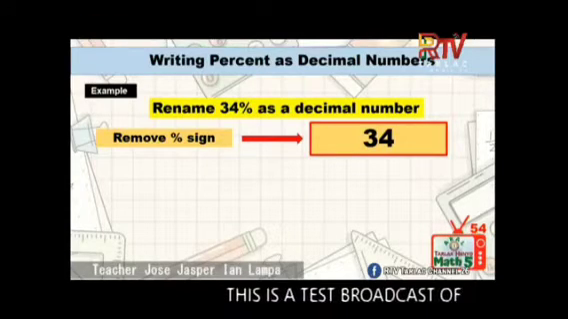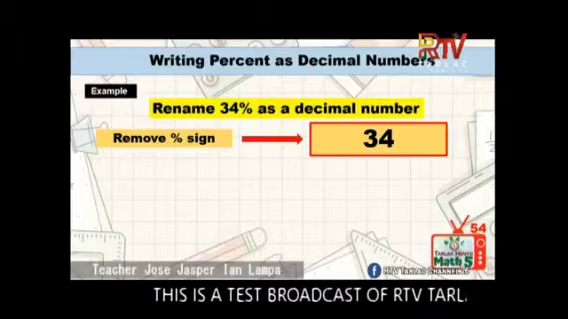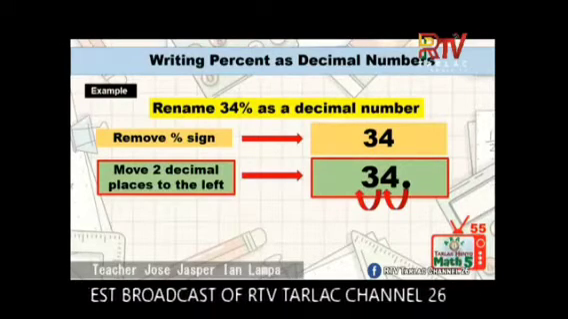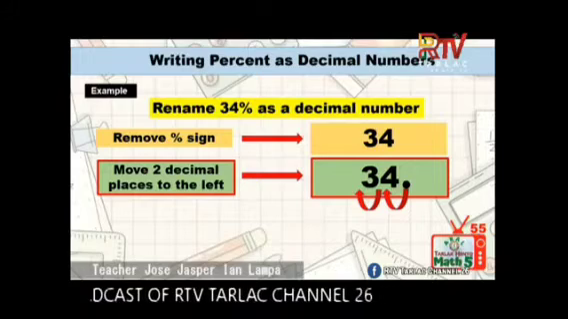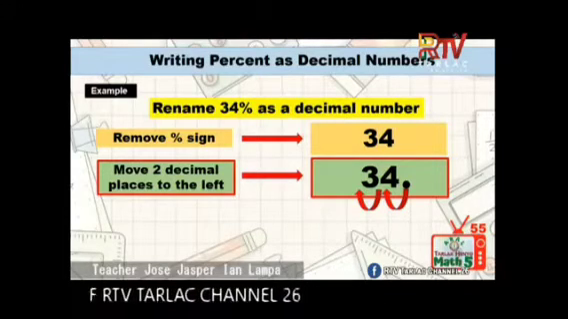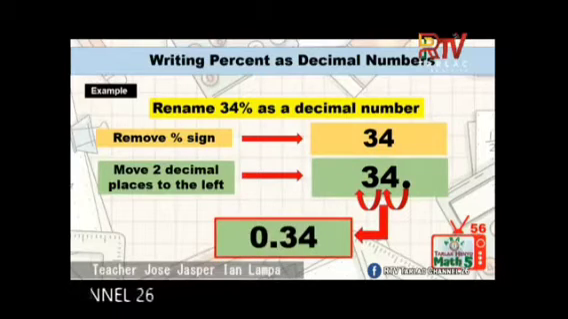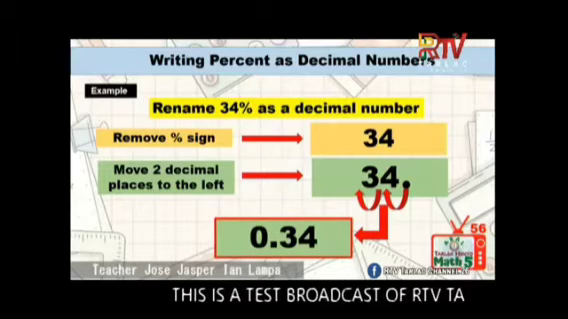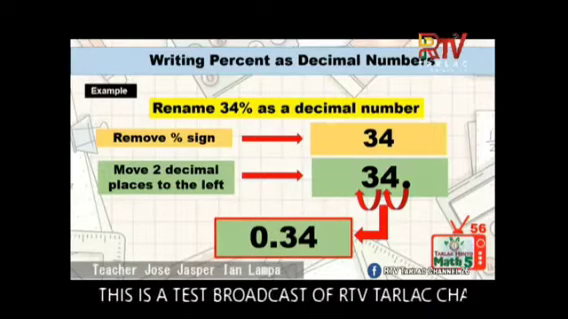Correct. We now have 34. Now, move 2 decimal places going to the left. We will then have 0.34. Therefore, 34% is 0.34 in decimals. Take note that we use 0 to take the place of the digit in units place value.